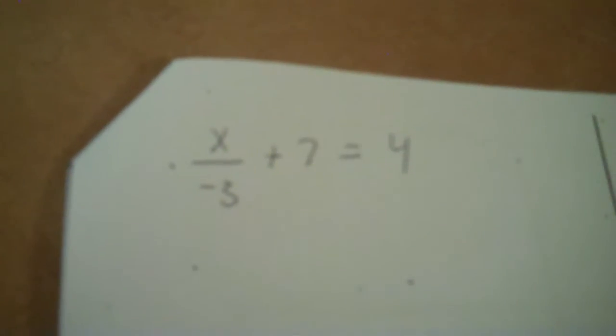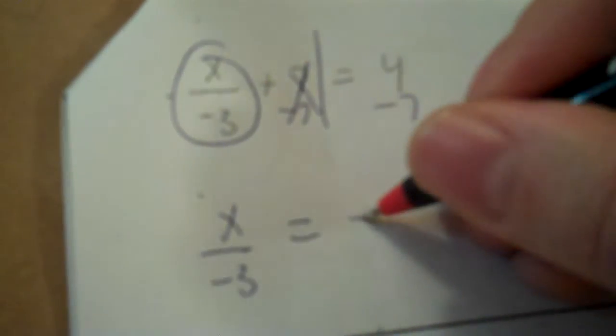Okay. X divided by negative 3 plus 7 equals 4. So x on this side, you have a divide and a plus. So circle the divide. Take out the plus number just like you normally do. You have x divided by negative 3 equals negative 3.